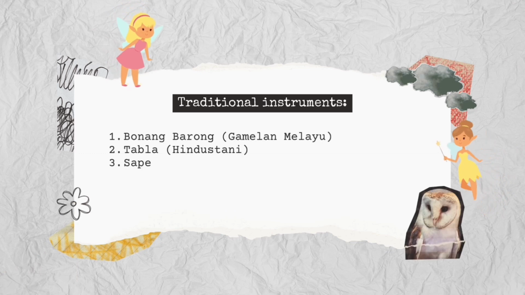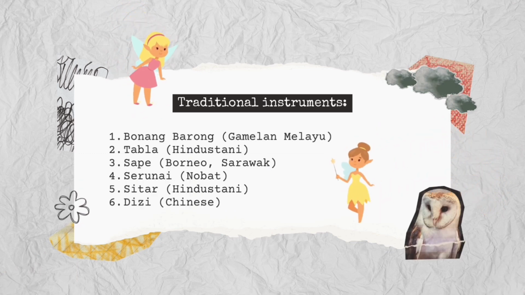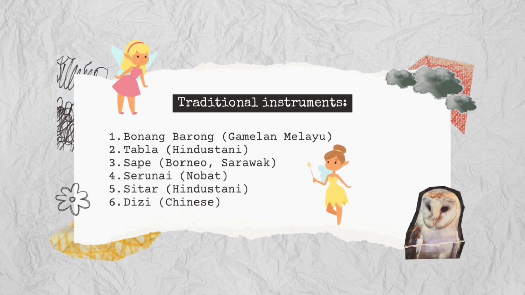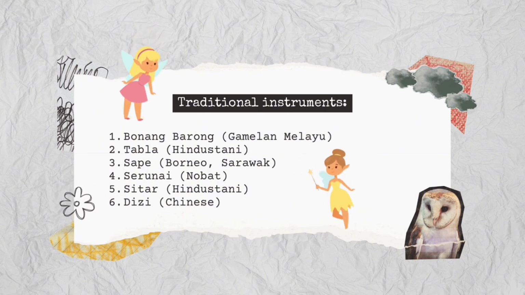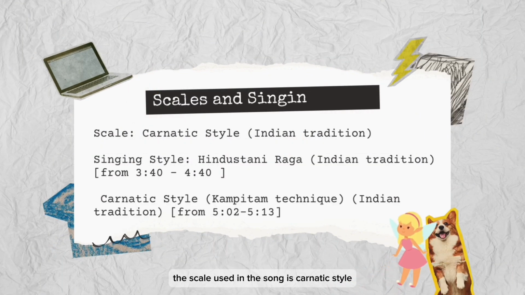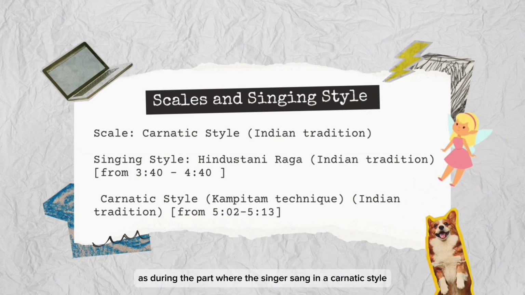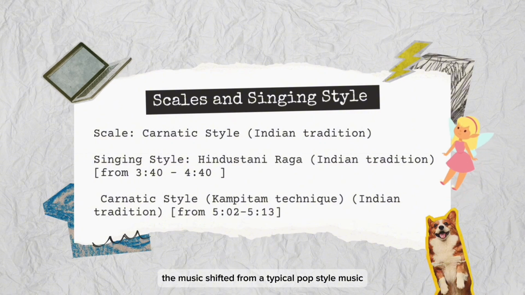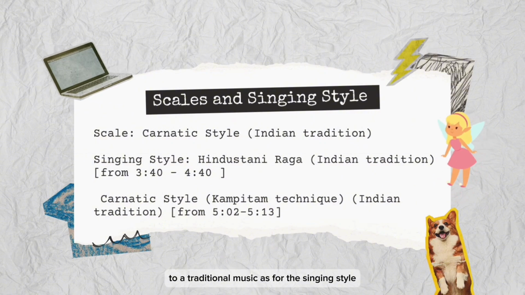To sum up, the traditional instruments we heard are bonang barong, tabla, sape, serenai, sitar, and dizi. The scale used in the song is Carnatic style, as during the part where the singer sang in a Carnatic style, the music shifted from a typical pop style music to a traditional music.